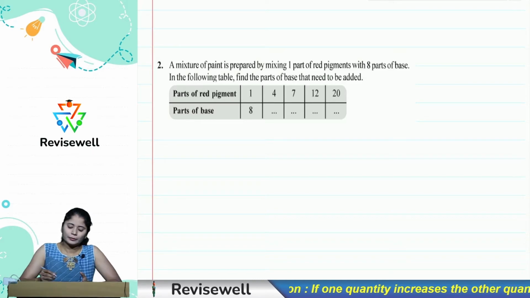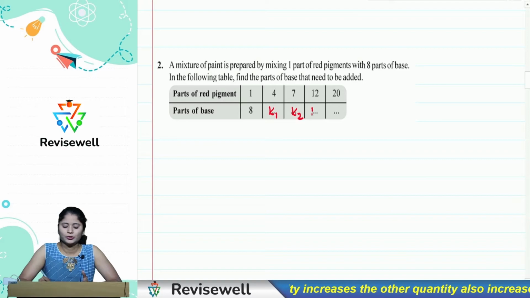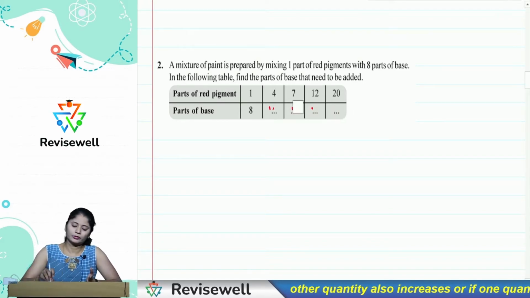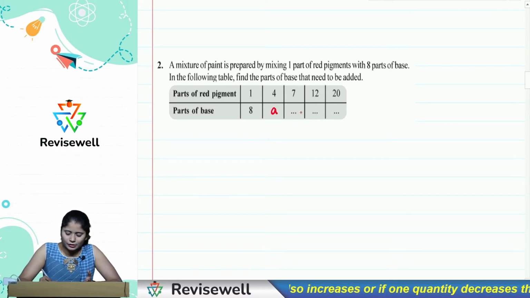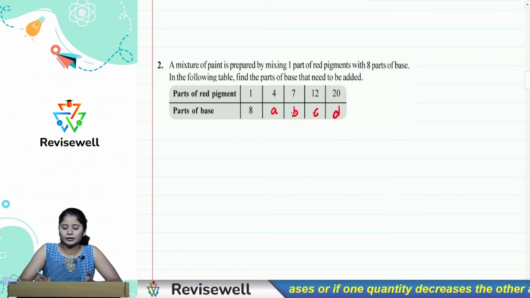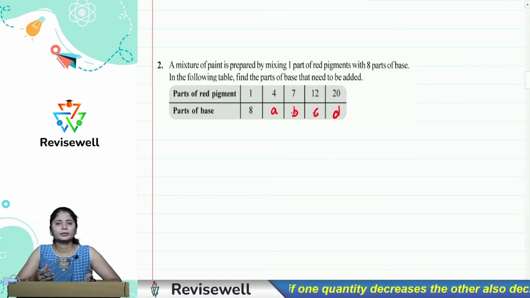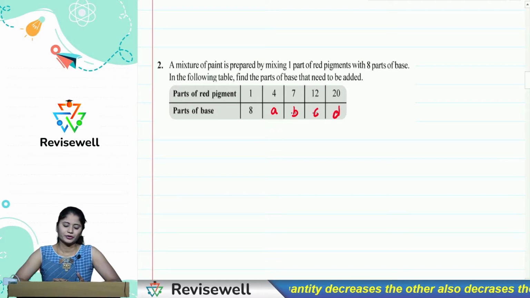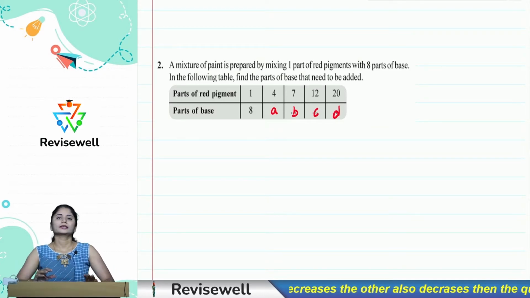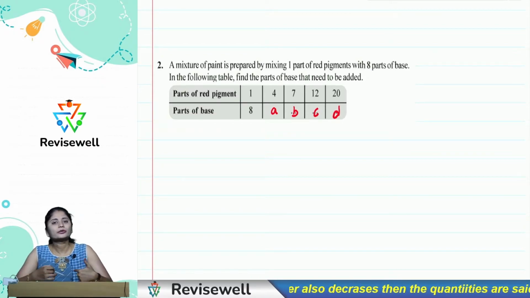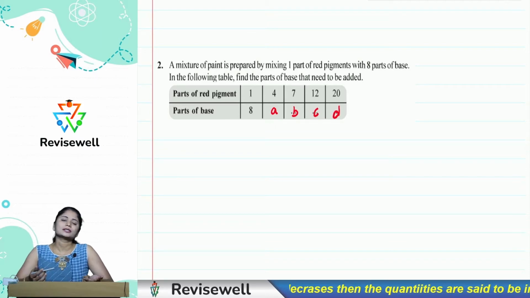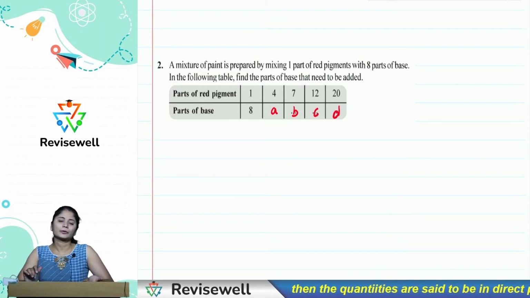For time being, let me take these parts of base as K1, K2, K3 and K4, or you can take it as ABCD. Okay, we can take ABCD itself. Let me take this as base A, this is B, this is C and D. Now we need to find out the values of A, B, C and D. Since we already know that it is in direct proportion, if you are increasing the quantity of the base, you need to increase the pigment also. That's the reason they are in direct proportion.